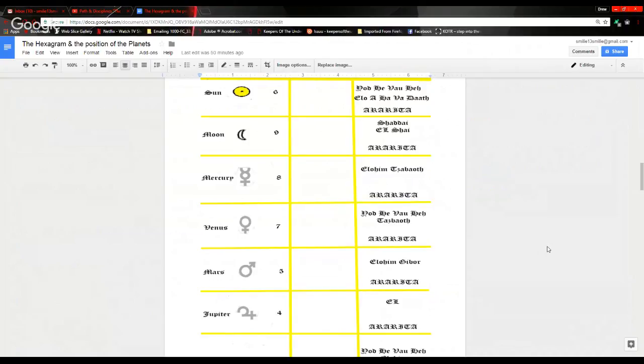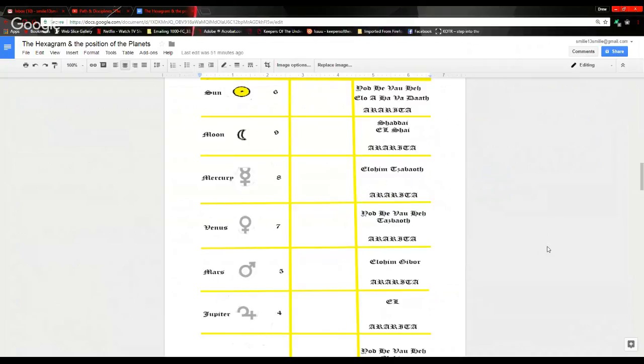Moon, Monday, 9. The metal is silver. The color is white, silver. The gemstone, moonstone, crystal, pearl. Scents, jasmine, ginger, all sweet vaginal odors. Plant, damiana, mandrake, almond. Formula, Shaddai El Chai.